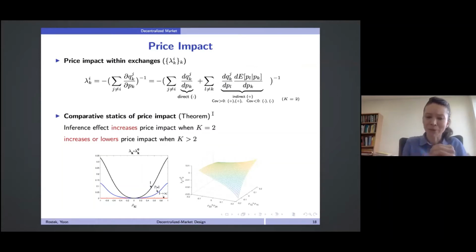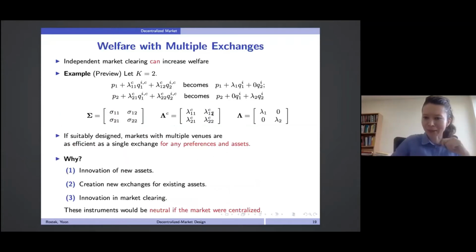Okay, so we have a comparative static result. But let me just mention one bit that I need to return to for the welfare question. In two-asset markets, the price impacts within venues always increase due to the inference effect across assets. More generally, the price impacts can be higher or lower compared to the contingent market. Depending on the substitutabilities and complementarities in the covariance matrix, the net inference effect can be of either sign. All right, back to the main question.